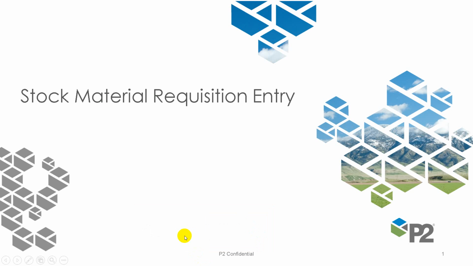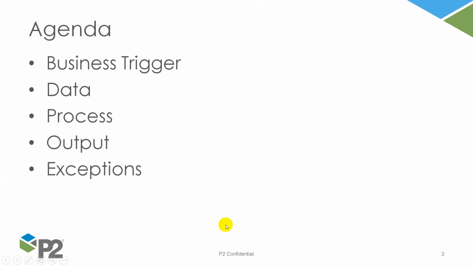In this video, we're going to see the stock material requisition entry business process. First, we will see what business trigger initiates the process, so at what point the process gets started, or what business need starts the process. Then we'll see the data that's involved in this business process.